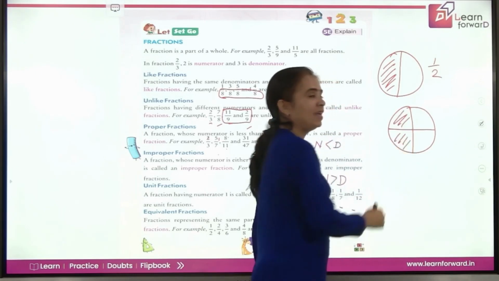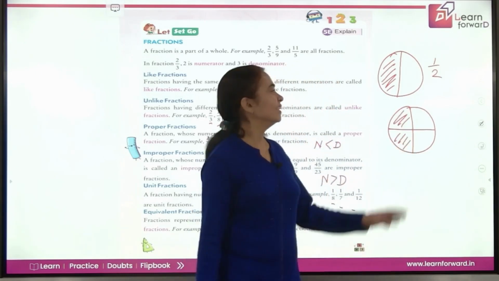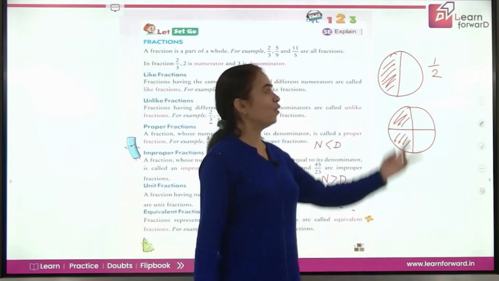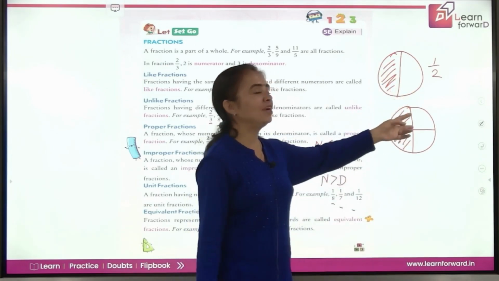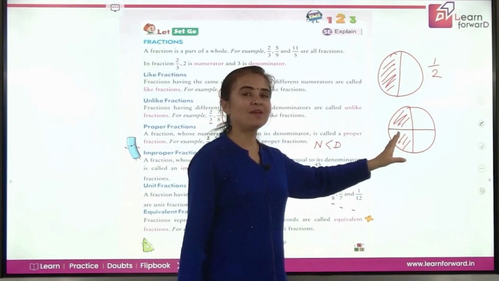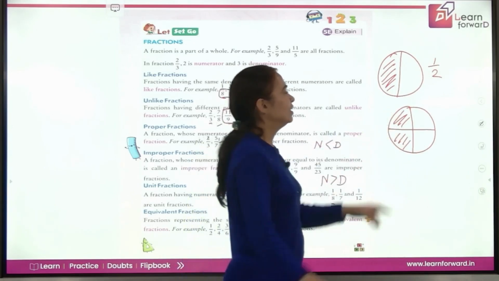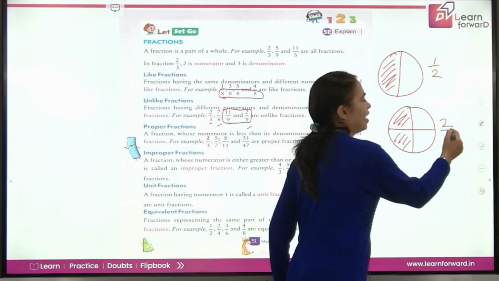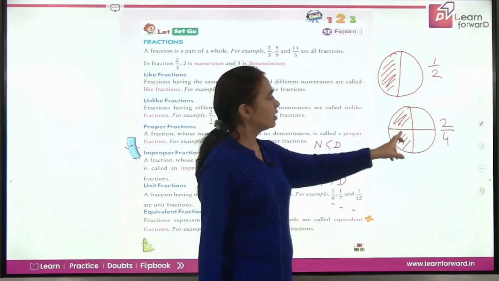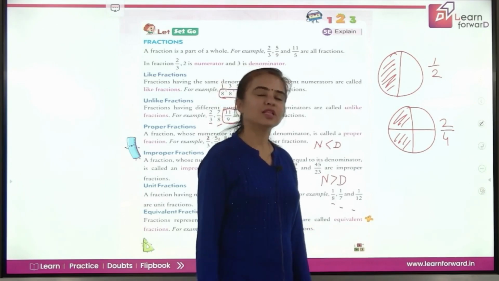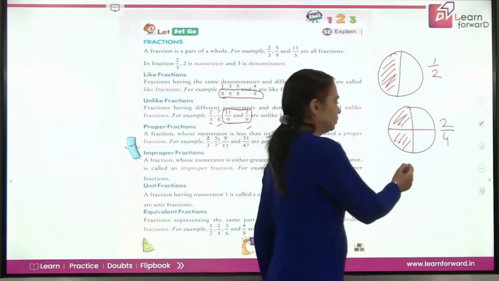Are you happy? Because this is the same. You wanted these 2. Mama played a trick with you. She made 4 parts, but she gave the same value to you. So, although it is 2 by 4, you are getting 2 pieces out of 4, but still the share is exactly the same. So, they are equivalent fractions.